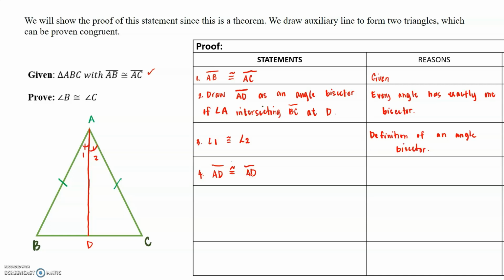Recalling our previous discussion on the SSS congruence postulate, we have shown in our two examples the reflexive property of common sides of two triangles. So same here also. Since segment AD is a common side, then we'll say segment AD is congruent to segment AD. And our reason for that is the reflexive property.